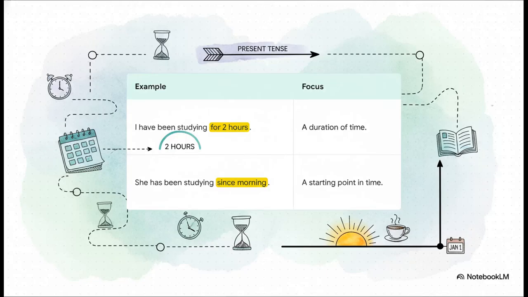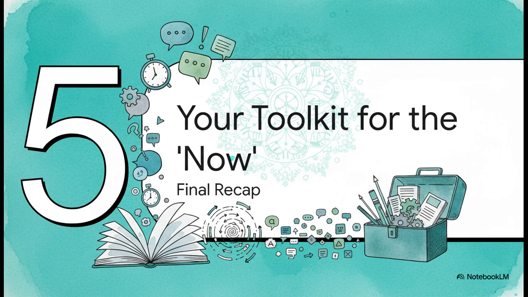Now, to nail down that duration, we use two really important little words, for and since. We use for when we're talking about a period of time, like for 2 hours. But we use since when we're talking about a specific starting point in time, like since morning. Getting that difference right is a total game changer. And just like that, you've got a complete toolkit for talking all about the now.